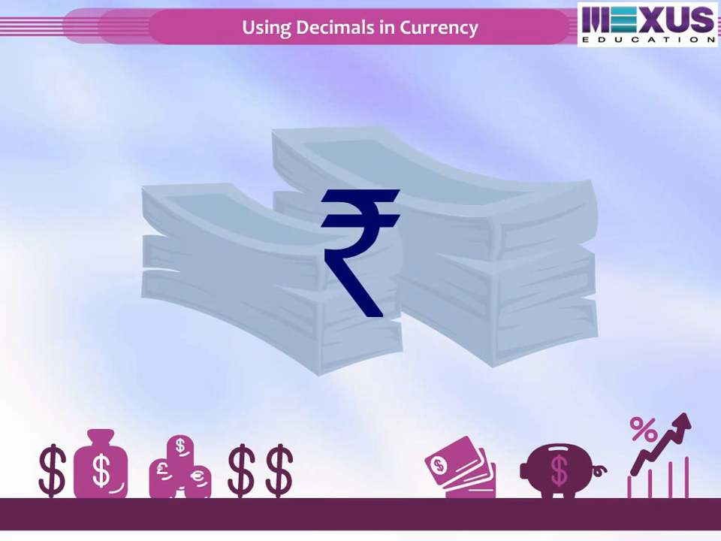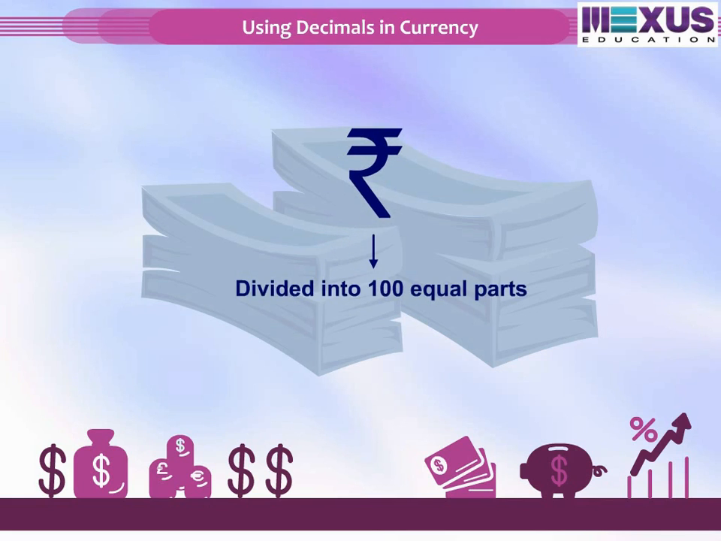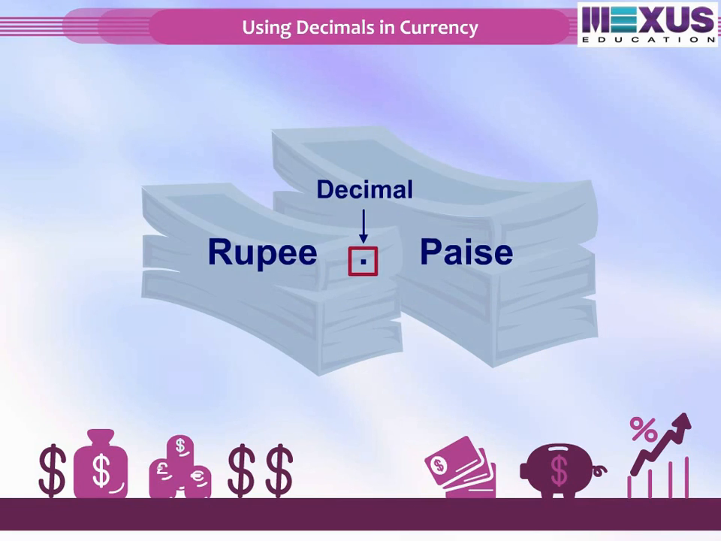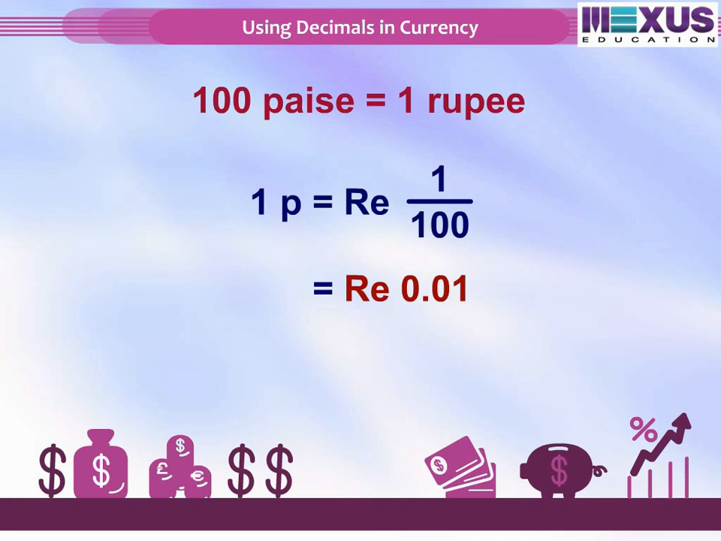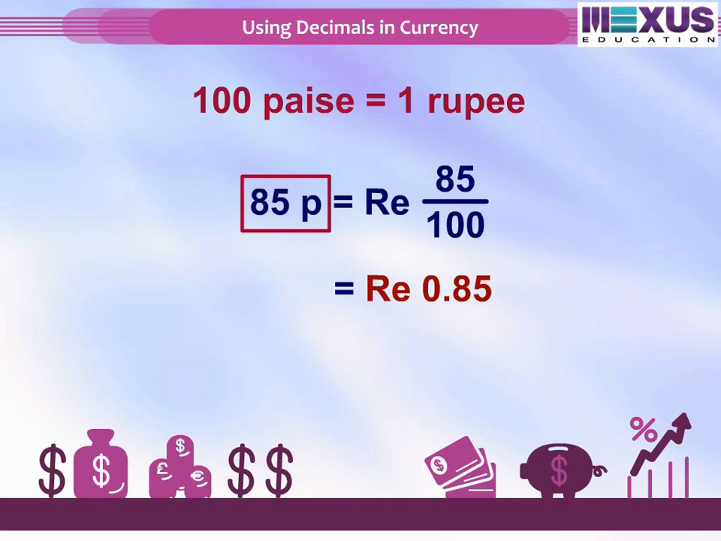The currency of our country is rupee. When it is divided into 100 equal parts, each part is called paisa. The decimal point separates the rupee from paise. We know that 100 paise is equal to 1 rupee. Therefore, 1 paisa is equal to 1 by 100, equal to 0.01 rupee. Similarly, 85 paise is equal to rupee 85 by 100, equal to rupee 0.85.